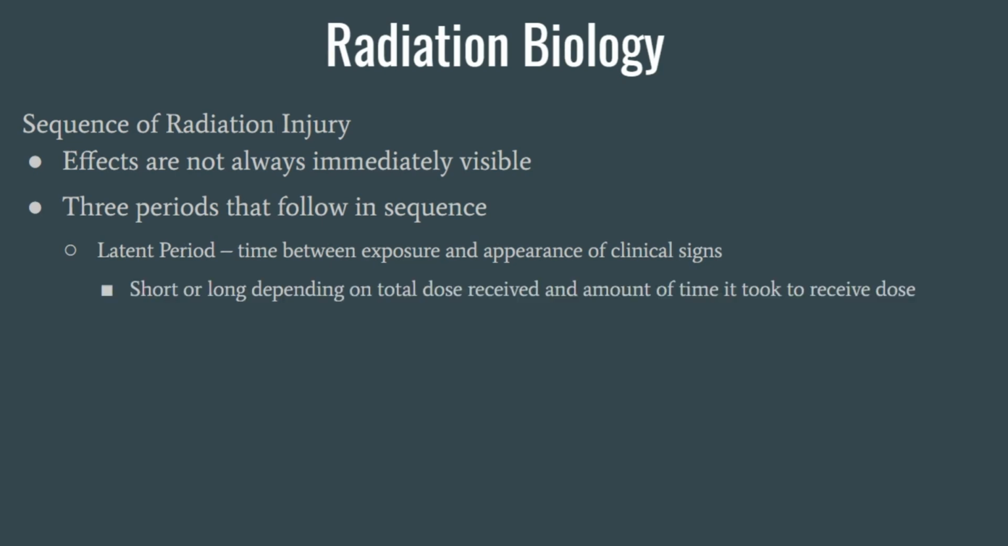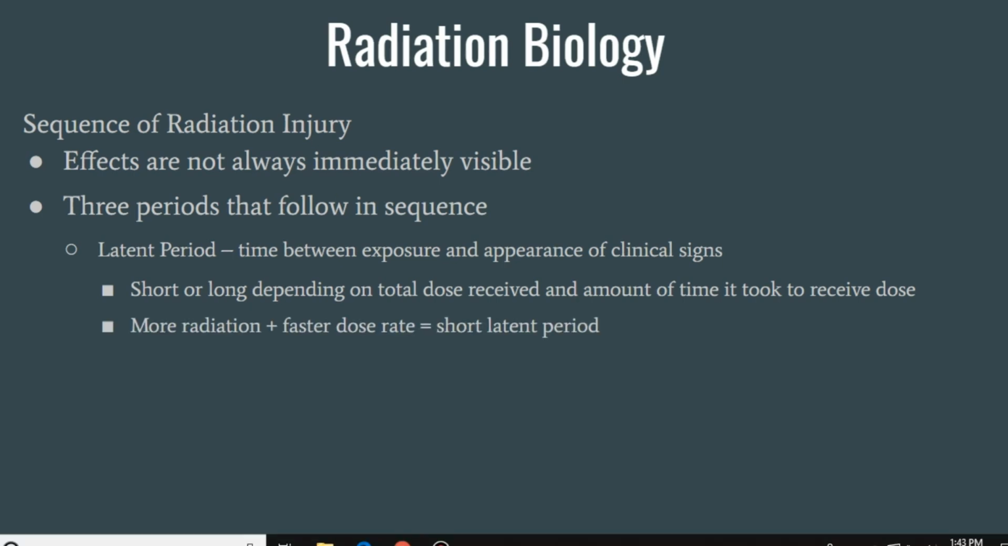This latent period, though, can be short or long. It just depends on the total dose received and the amount of time it took to receive the dose. So, the total amount received and the amount of time it took. Did they receive this total amount in a month, six months, a year? All of that is going to make a difference in the latent period. So more radiation plus a faster dose rate would mean a shorter latent period. Coming in for a weekly dose of radiation is going to have a shorter latent period.